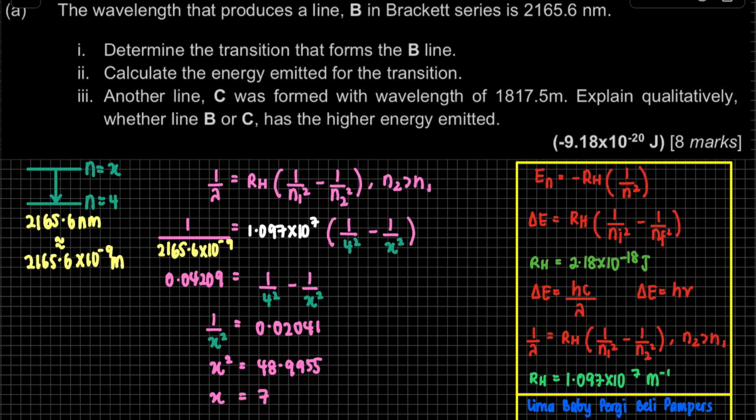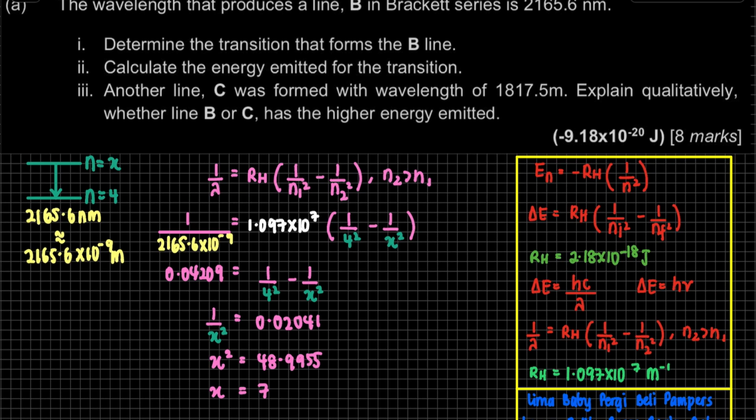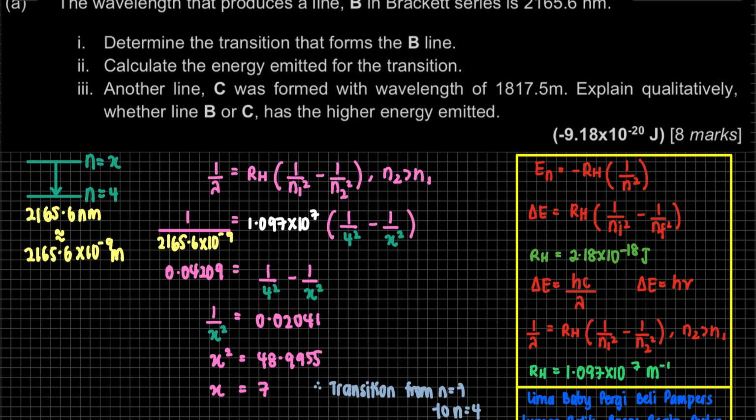But the question asks, determine the transition that forms the B line. It does not mention which line, so you have to mention the transition is from n equal to 7 to n equal to 4. Then you get the answer here. Because the question wants the transition, if you write down only the value, you won't get full marks. The question asked for the transition. So now we know that the electron falls from 7 to 4.